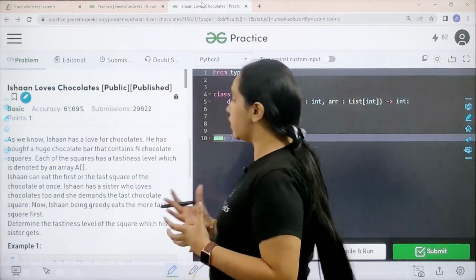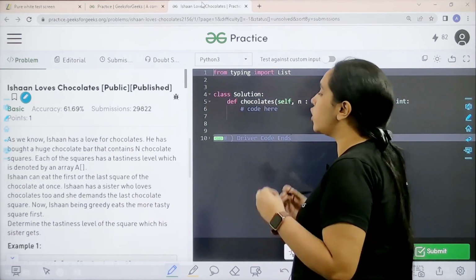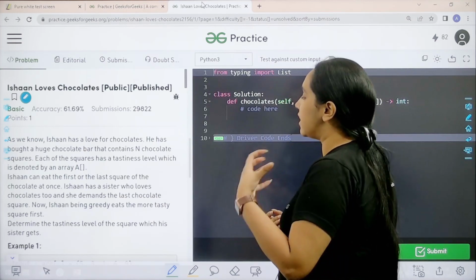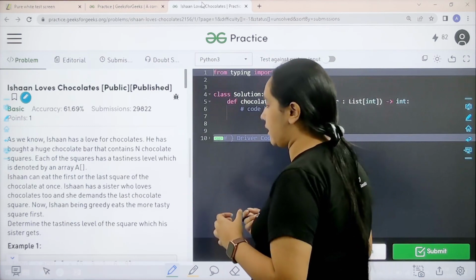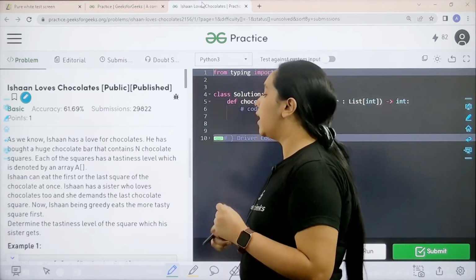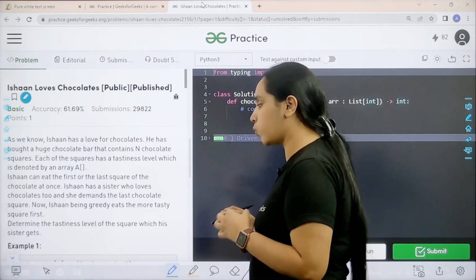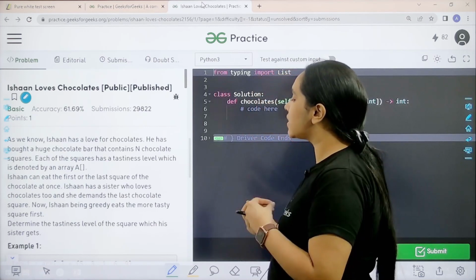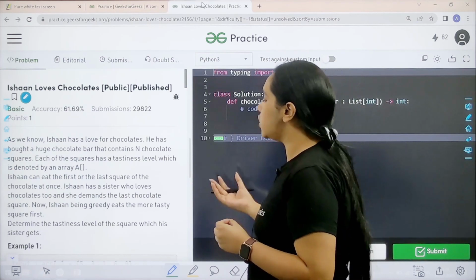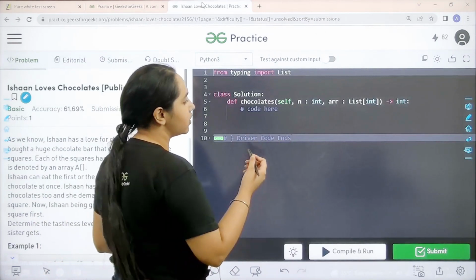Here it is. Let's read it first. As we know, Ishaan has a love for chocolate. He has brought a huge chocolate bar that contains n chocolate squares. Each of the squares has a tastiness level which is denoted by an array. Okay. Ishaan can eat the first or the last square of the chocolate at once. Ishaan has a sister who loves chocolates too and she demands the last chocolate square. Now Ishaan, being greedy, eats the most tasty square first. Determine the tastiness level of the square which his sister gets. That is what I just described to you in the description.